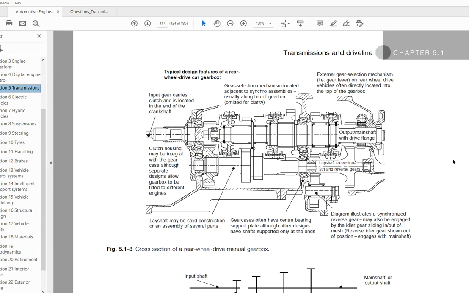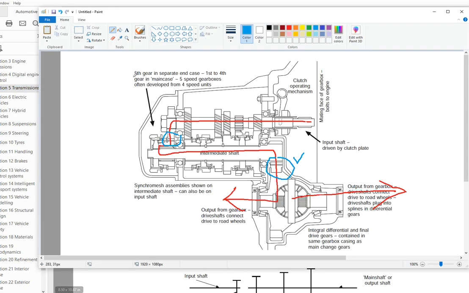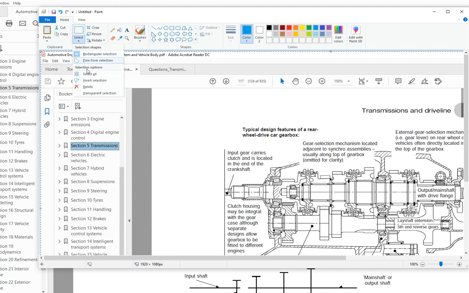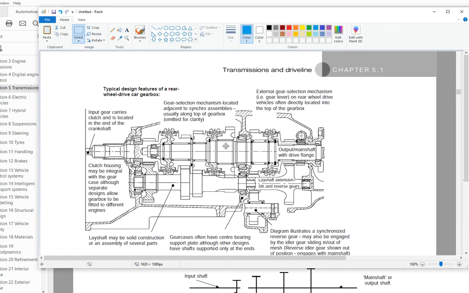So a final drive, let me take a screenshot. A final drive would be at the end of the propeller shaft, and that's where we have a high weight gear in most cases, so bevel gear. So if we include that one too, we need to add 2 more gears to the count. Okay, this is a lay shaft transmission. Input is from the left, and in top gear we have an overdrive.